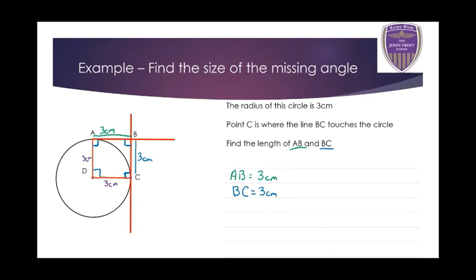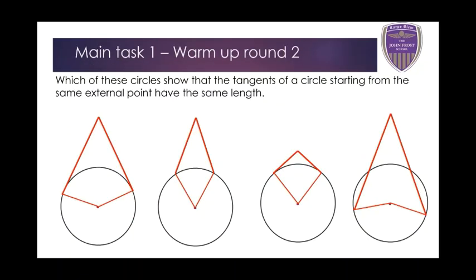So here comes the second warm-up task. Which of these circles show that tangents of a circle from the same external point have the same length? Pause the video and have a think which ones you think do and don't follow the rule.